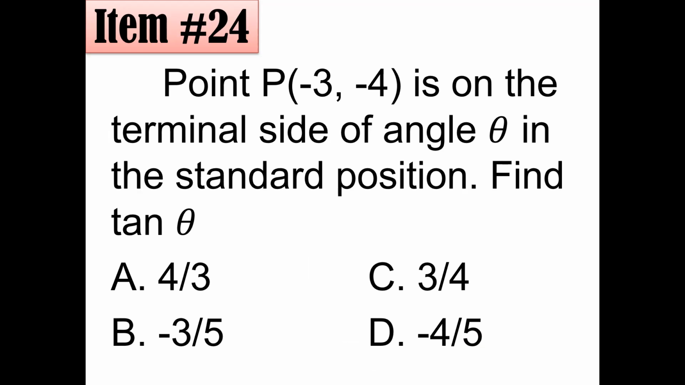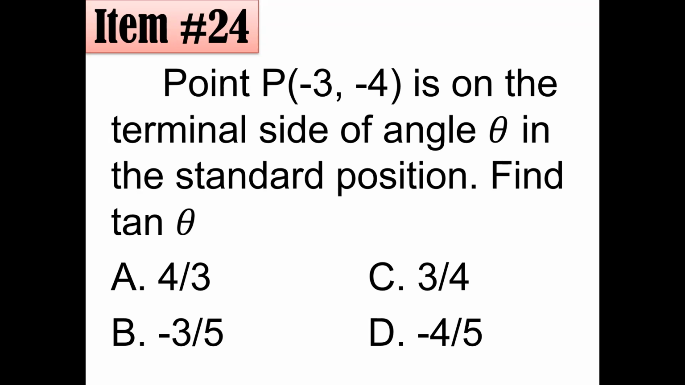24. Point P with coordinates -3, -4 is on the terminal side of angle theta in the standard position. Find tangent theta. Is it 4/3, -3/5, 3/4, or -4/5? Trigo. So, in this case, it would be helpful to locate first -3, -4 in the Cartesian plane. Saan quadrant po yung makikita yung -3, -4? Saan quadrant? Okay, 4 daw.